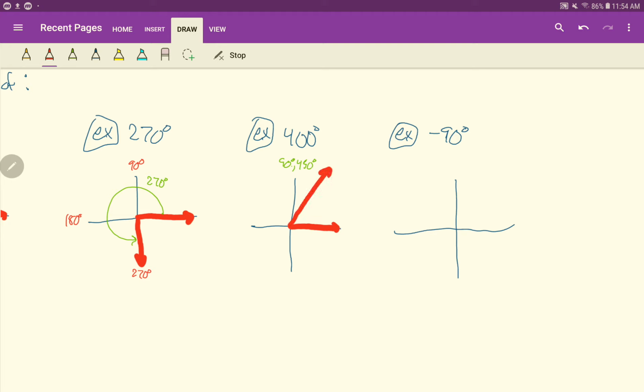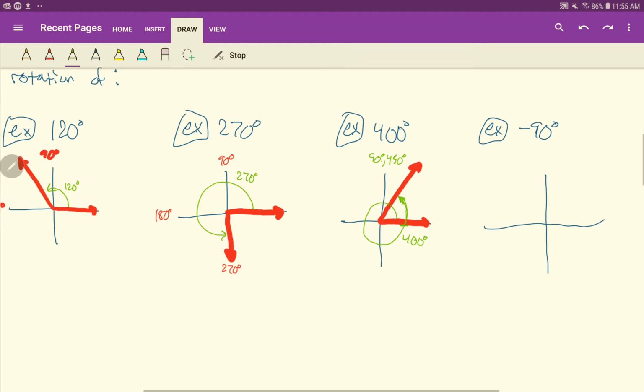But now to draw this, we want to be a little bit careful here, right? We go one full rotation like that, that's 360, and then we come in a little bit more, and there that shows our rotation of 400 degrees. So it goes the full 360 to right here, but then it adds on another 40 degrees to get to 400.